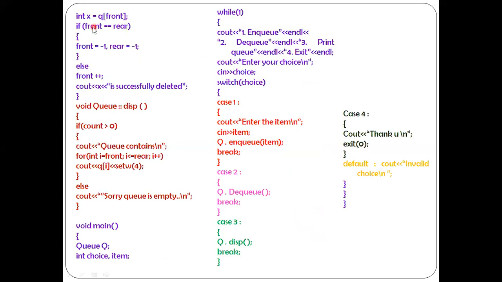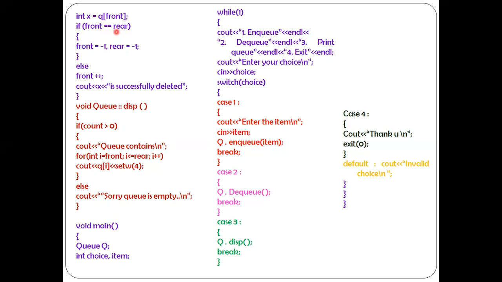So we'll execute here int x is equal to q of front. This line is called dynamic initialization, declaration as well as initialization. x is a variable of type integer. Q of front means Q of 0. What value is stored in Q of 0? 10. 10 is assigned to which variable? x, which is of type integer. If front is equal to rear, what is the value of front? Front is 0, rear is 1. 0 is equal to 1? Condition false. Condition false means I won't execute these two statements; I will execute the else part, because my condition is false.